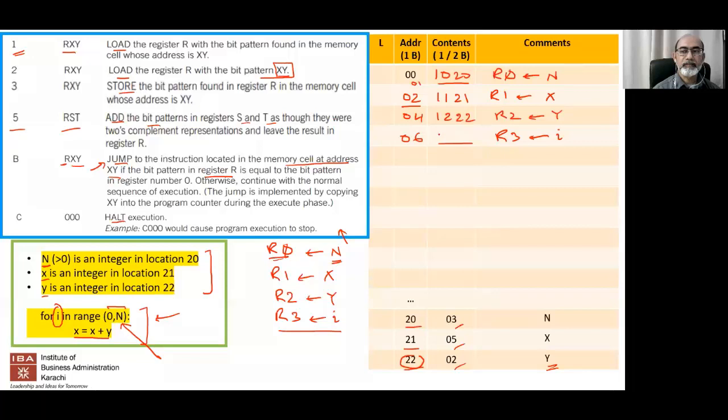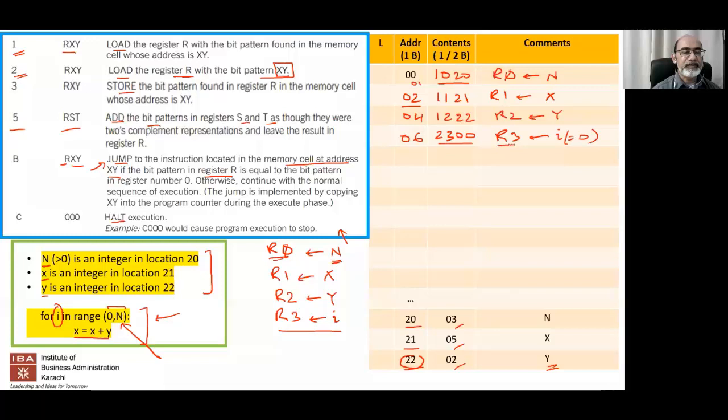I think it will be 2300. 2300. Okay, very good, Abdullah. So this is 2300. What that is going to do is use opcode number 2, which says load into register R, which is register 3, the bit pattern 00. So basically we're setting the initial value of I to be 0, and we're loading that into register 3. And this is something that you'll have to continuously increment.